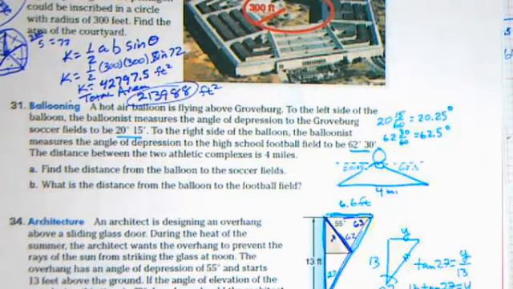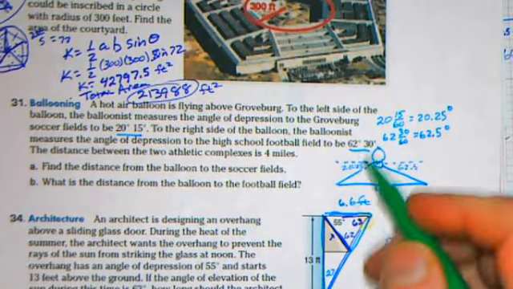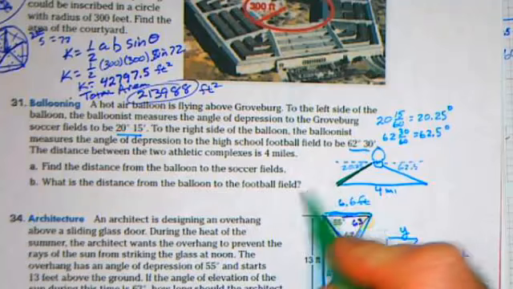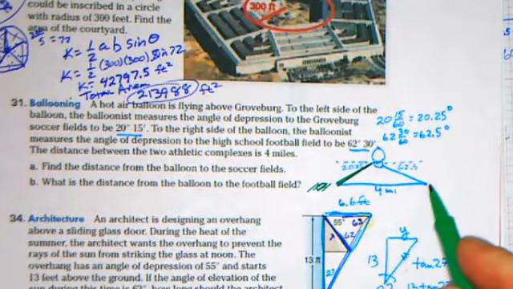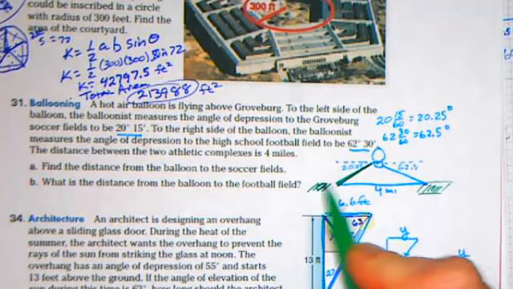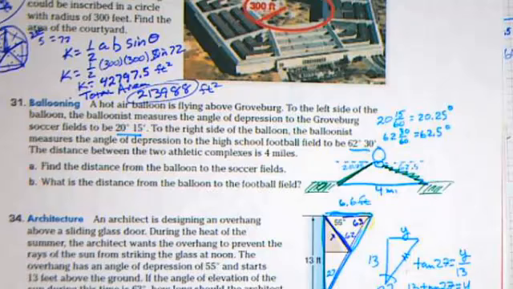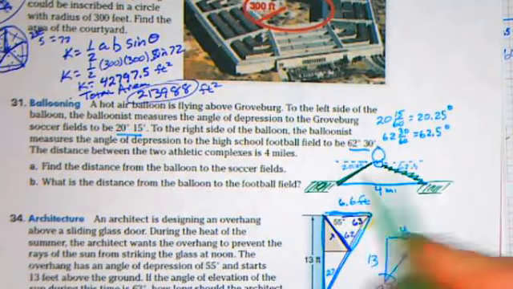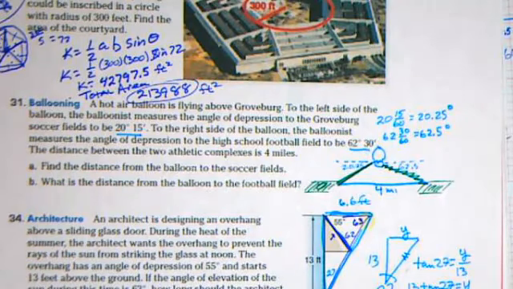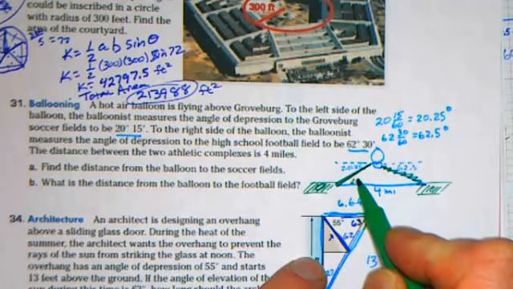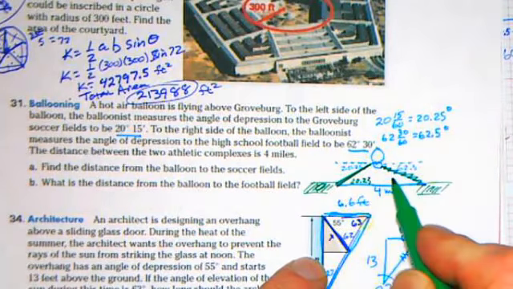So they want us to find the distance from the balloon to the soccer fields. So from the balloon to the soccer fields is this direction here. And what's the distance to the football field? So we got the soccer field, and we got the football field. And it wants us to find this distance here also. So let's see what we can do there. We need to find this angle opposite this, and then we need to also find what these other two angles are. By alternate interior angles, this is a 20.25 degree angle. By alternate interior angles, this is a 62.5 degree angle.